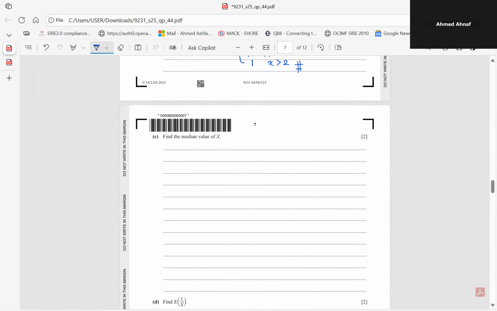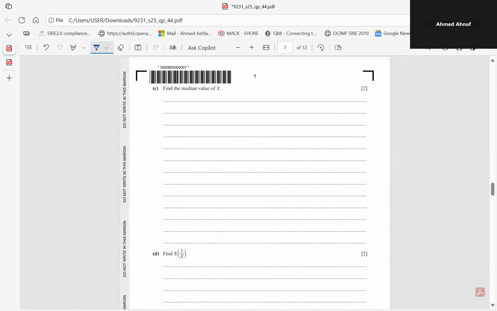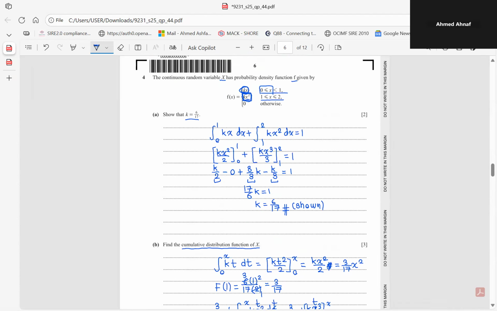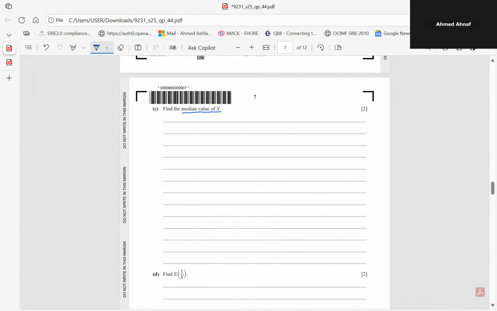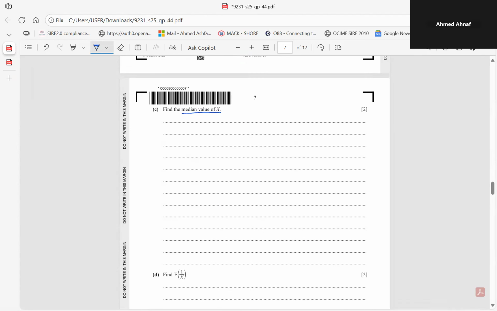Let's head on to the next part. Okay, so for this third part, we need to find the median value of x. To find the median value of x, there are two ways. Either you can integrate the PDF. So you take your first piecewise function, you integrate the whole thing. You take the second piecewise function, you integrate with the lower limit, which is 1, and the upper limit is m. And then you equate it to half.